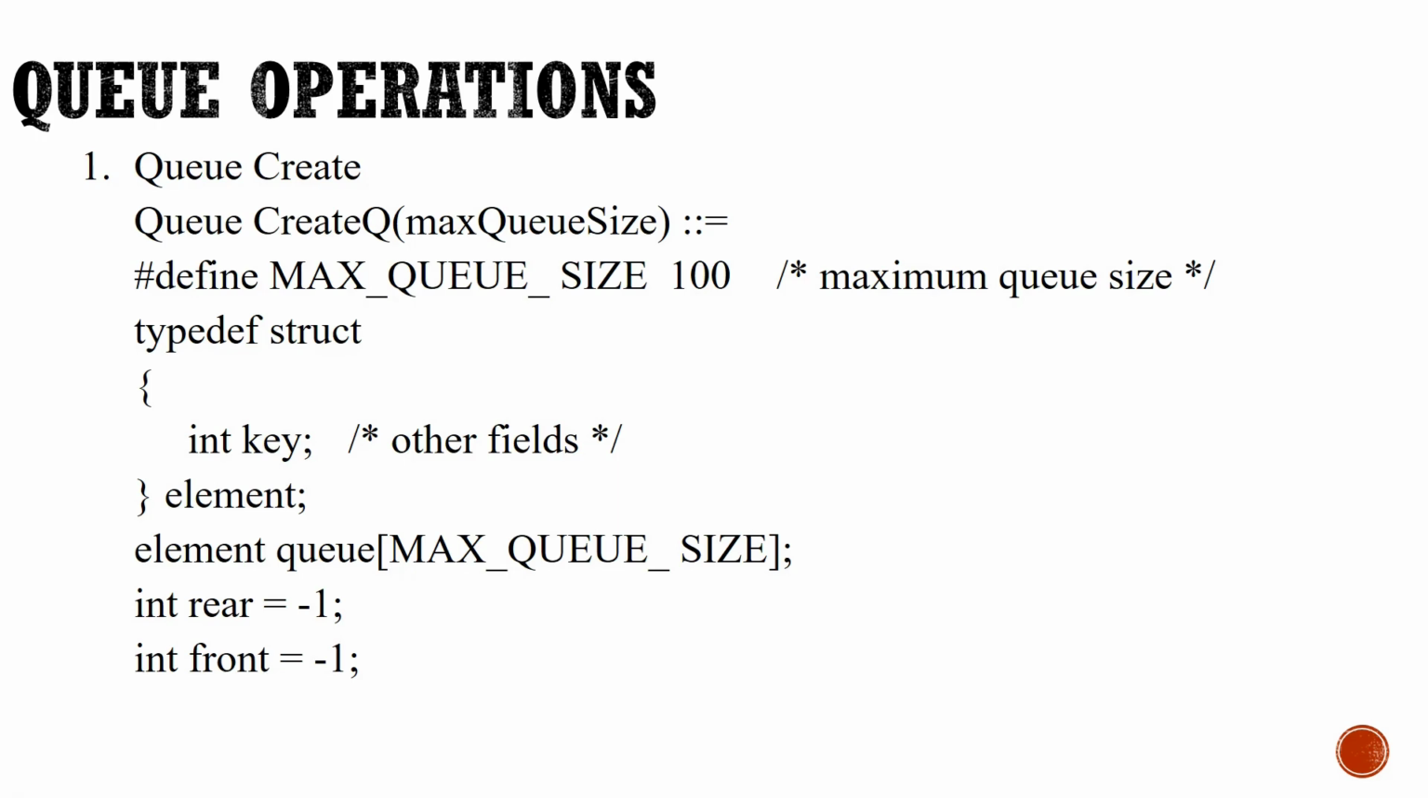Here, for the sake of notation, we are using a single element called the key element. Next, we are creating the queue with a maximum size of 100 elements. Initially, no elements are there in the queue, so both rear and front are set to a value of -1.